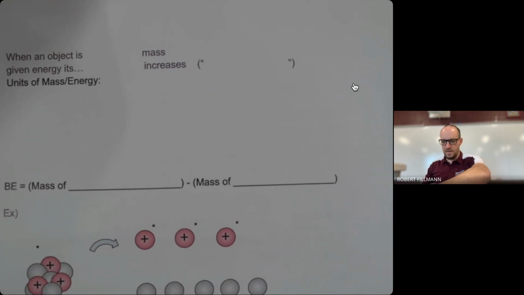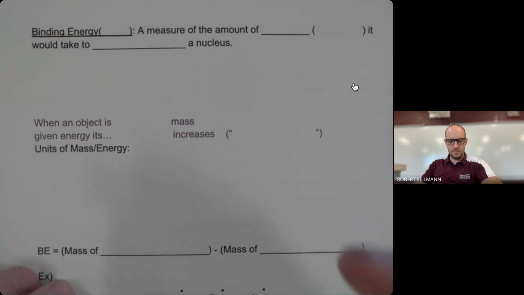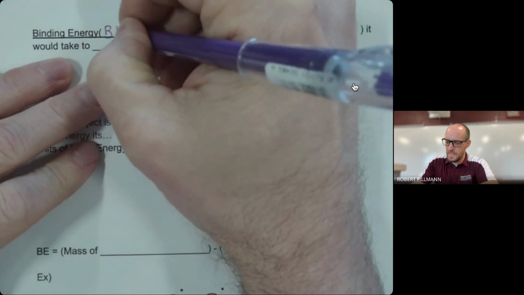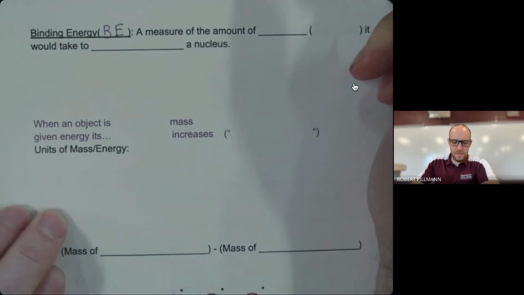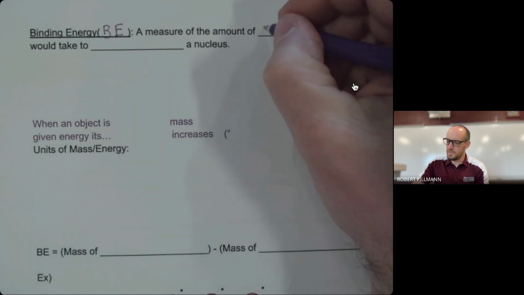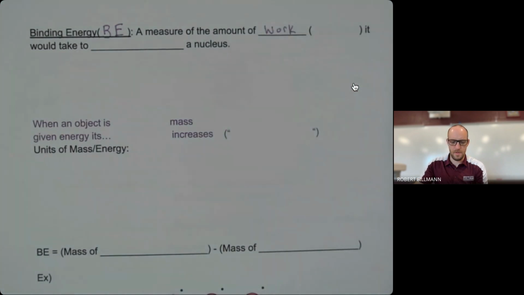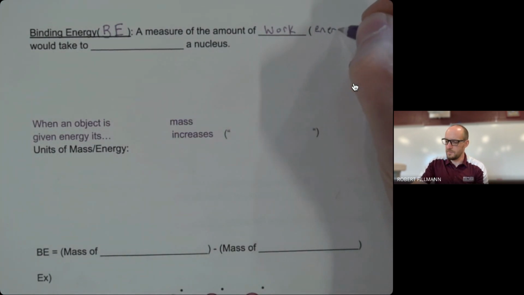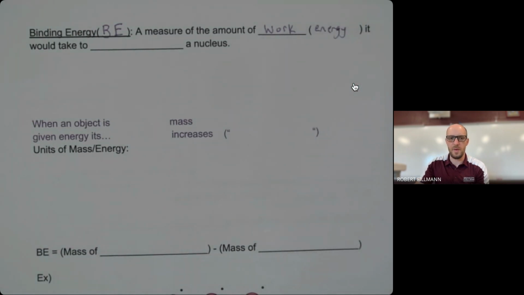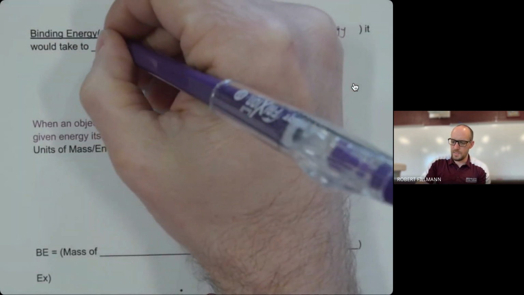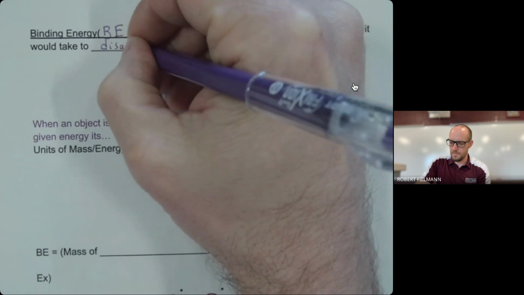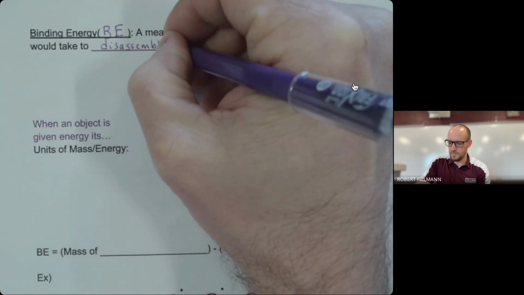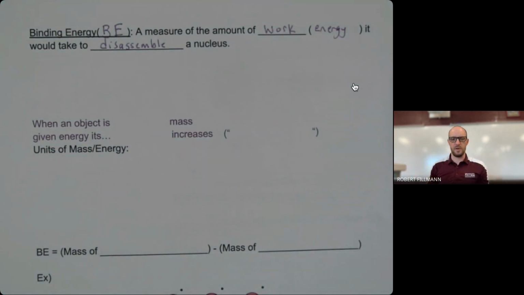Let's introduce the idea of binding energy then. So binding energy, sometimes symbolized Be, is defined to be a measure of the amount of work. Remember, work is just energy, giving energy to something. The amount of work it would take to disassemble a nucleus. How much work do you have to do to pull it apart and remove all those protons and neutrons, basically break the strong force and pull them apart from each other? It's going to take some work. It's going to take some energy to make that happen.